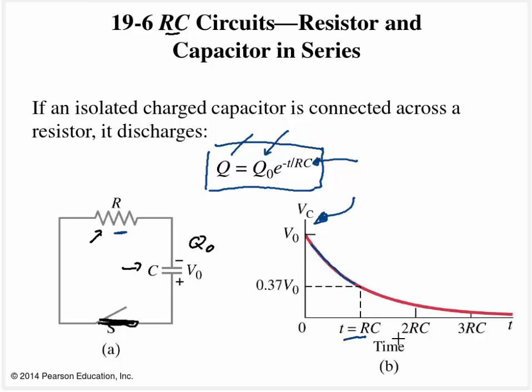And you can see the time constant is also going to be important. At time equal to the resistance times capacitance, I'm going to have 37% of my voltage, and when I'm at 3RC, I'm going to have 0.01% of my initial voltage. So this one's actually a little bit easier. You don't have that 1 minus in the equation to worry about.